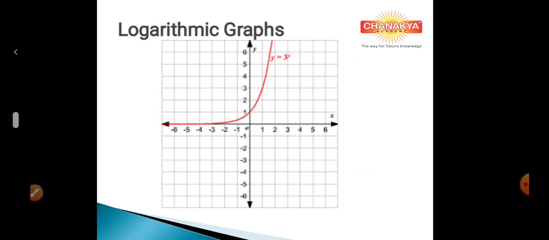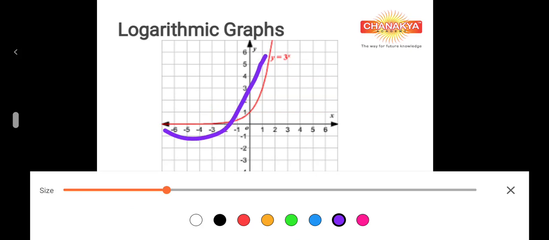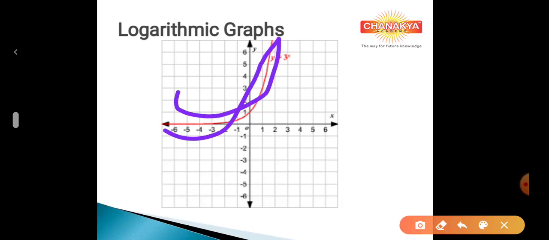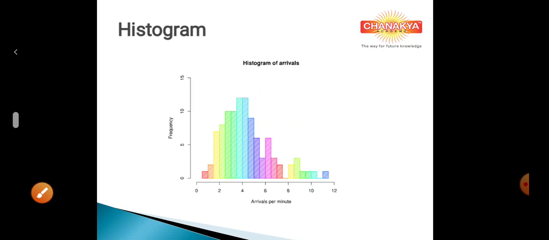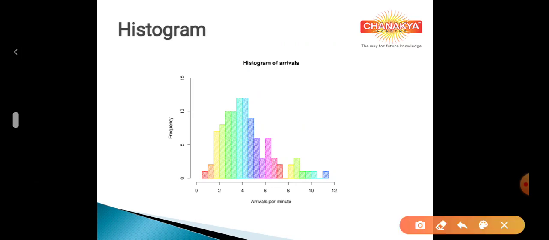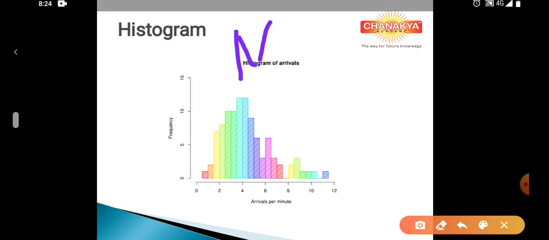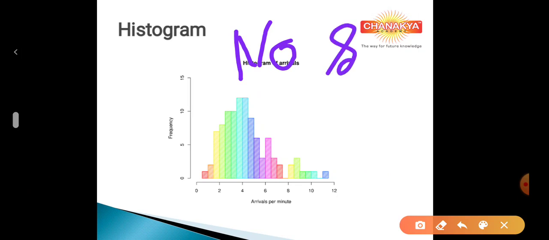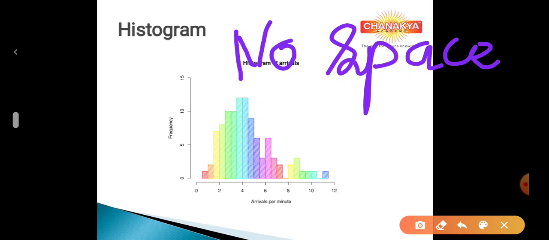Second one is your logarithmic graph, which is generally used to present logarithm values. Third one is the histogram. See children, histogram and bar diagram have very minute differences. The presentation is the same, but the only difference is there is no space among the bars in a histogram.